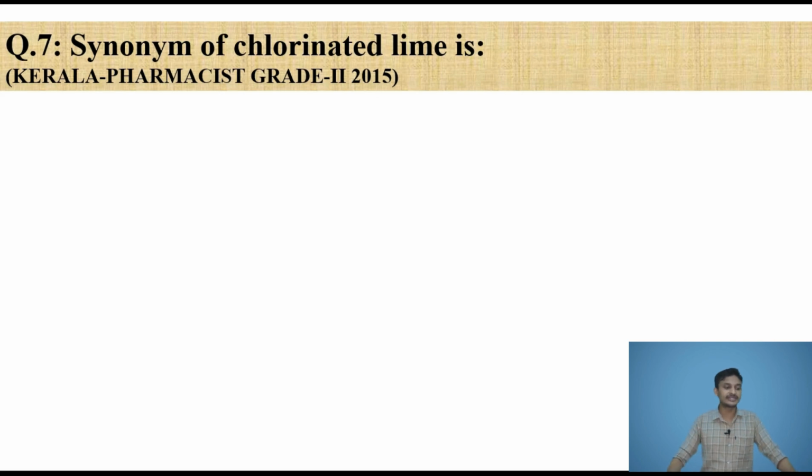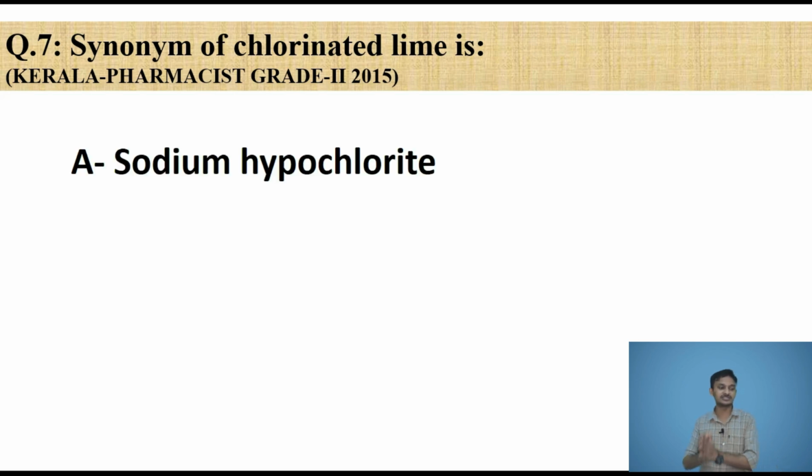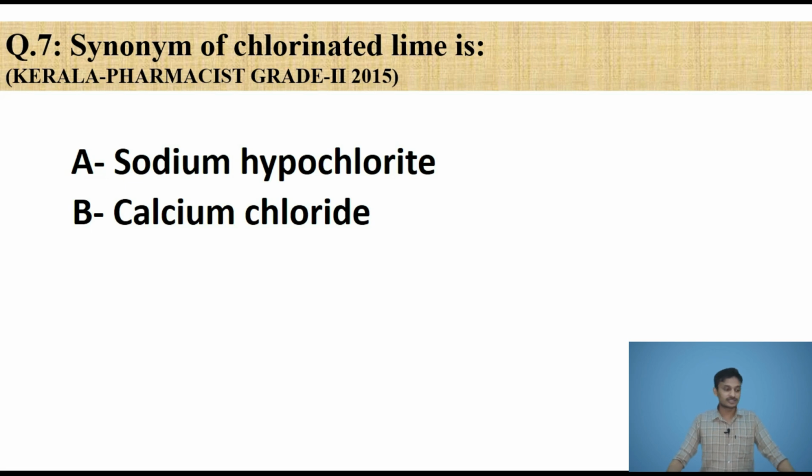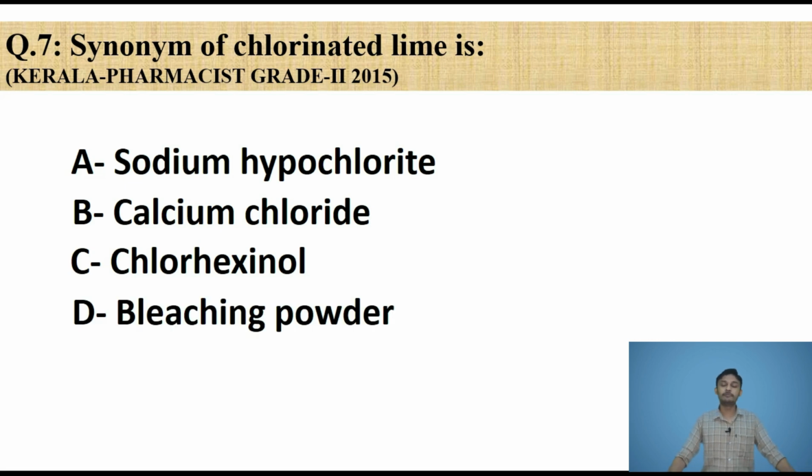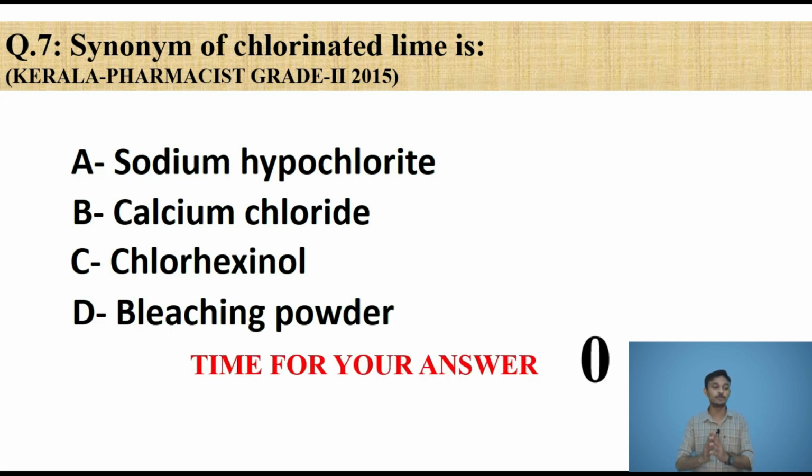Now we are moving to the next question, question number 7. Synonym of chlorinated lime is. What is the synonym of chlorinated lime? That was the question for Kerala PHARMACIST grade 2 in 2015. Options are: sodium hypochlorite; option B, calcium chloride; option C, chlorhexinol; option D, bleaching powder. The question was synonym of chlorinated lime. You can opt your answer.